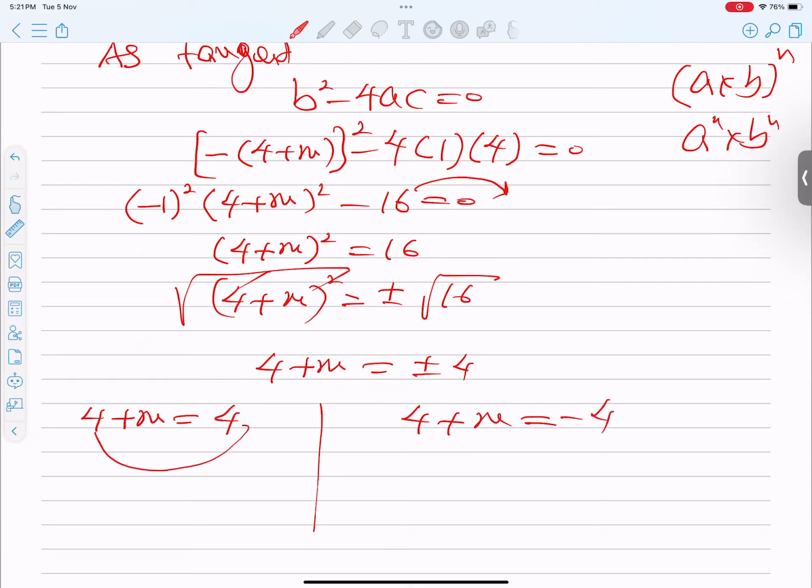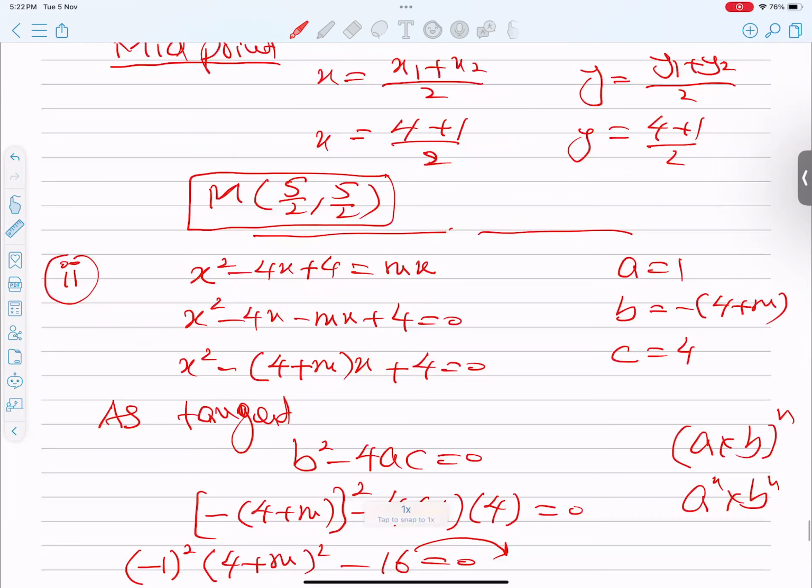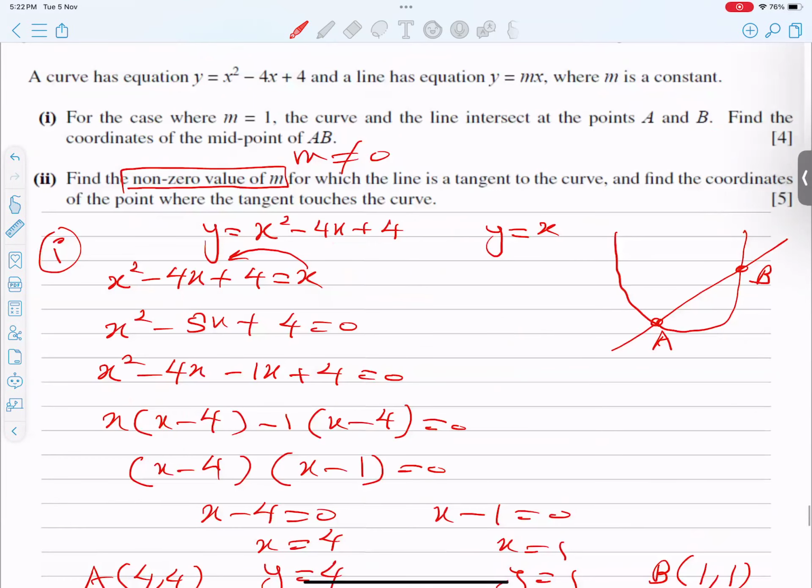So when the 4 goes there, m becomes 0. But he said m cannot be 0. I should leave it. Okay, this is not my answer. And here I got negative 8. But the game is not finished. He said get the m value.